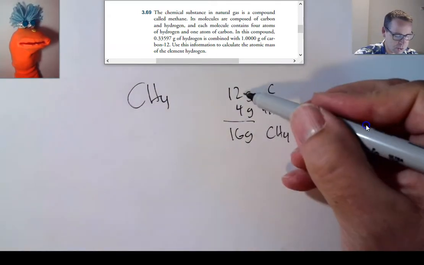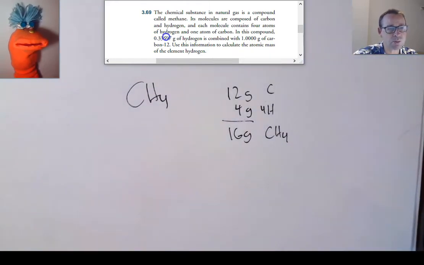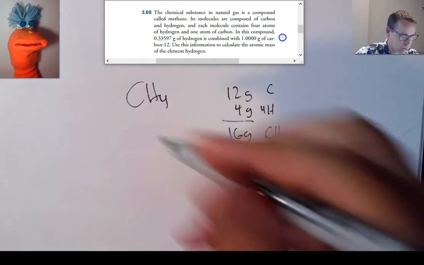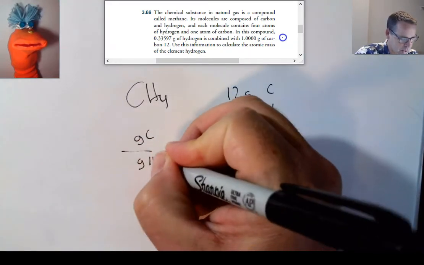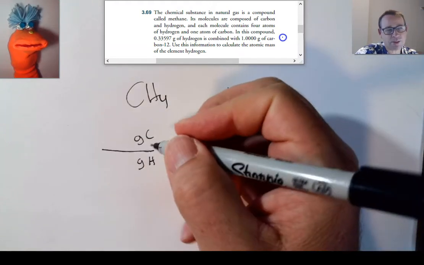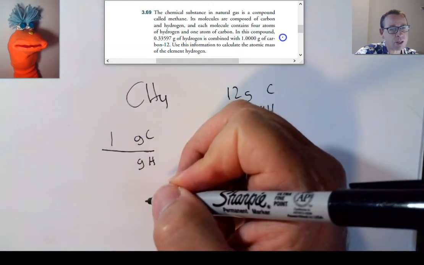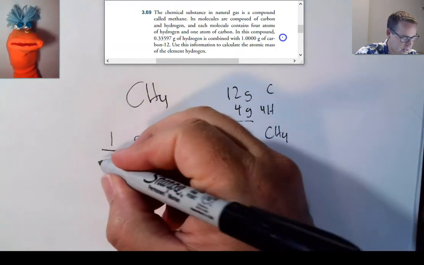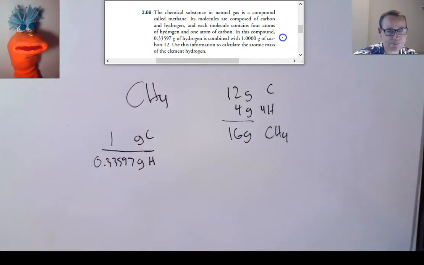Okay, so this relationship, the 12 to 4, should also be a similar relationship in terms of the grams of hydrogen in this compound to the grams of carbon. All right. So if, for example, I said I have this many grams of carbon for every this many grams of hydrogen, and that's what they're telling us. They're telling us that for every 1 gram of carbon, I have 0.33597 grams of hydrogen. Okay.